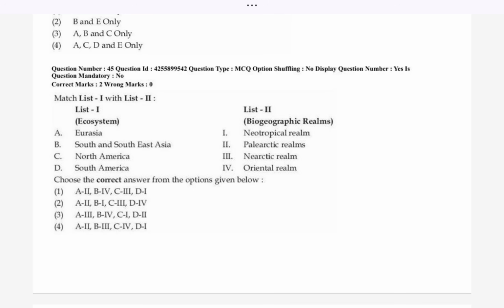So that is all about the people, development and environment related questions.